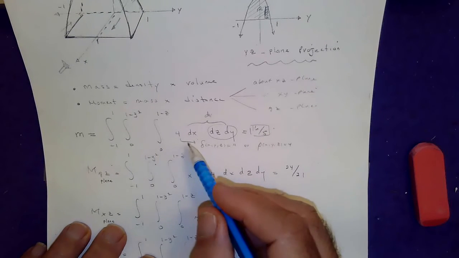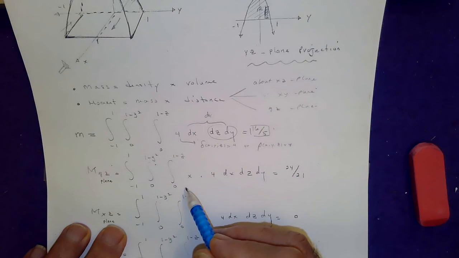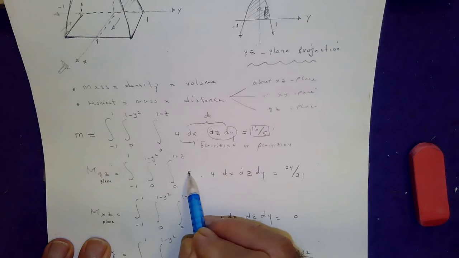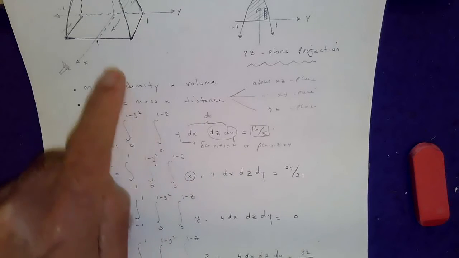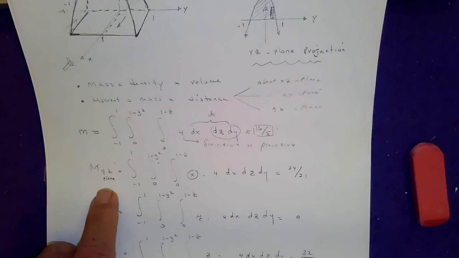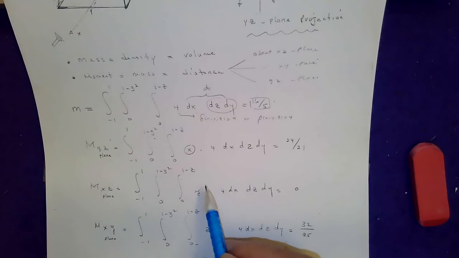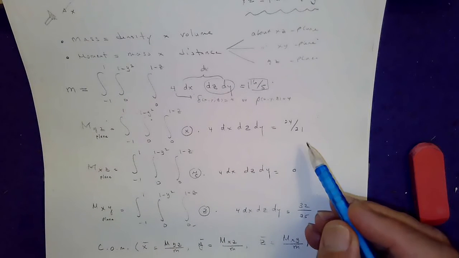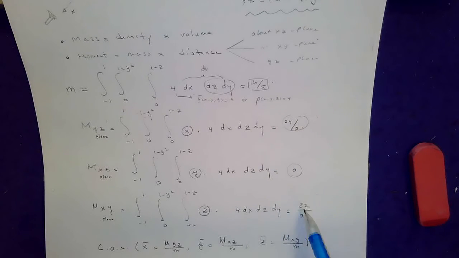Now copy this mass integral precisely. But to find the moment about the yz plane, you have to multiply the integrand by x. That is the distance of the center of mass of this solid to the yz plane. For the xz plane, you multiply the integrand by y. For the xy plane, you multiply the integrand by z. When you compute these moments, you get these three numbers.